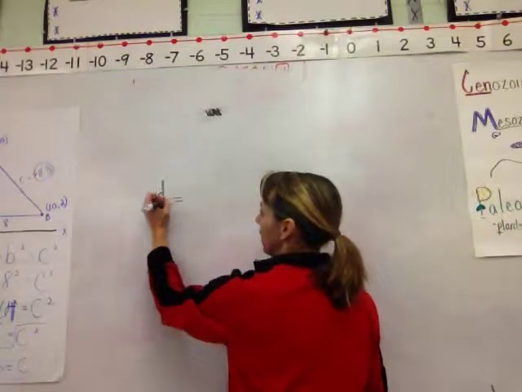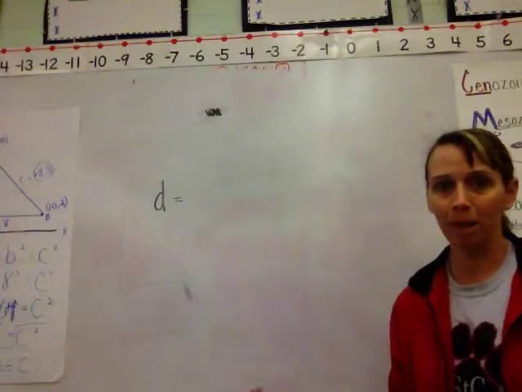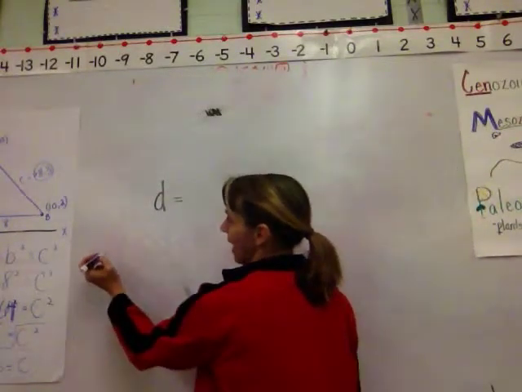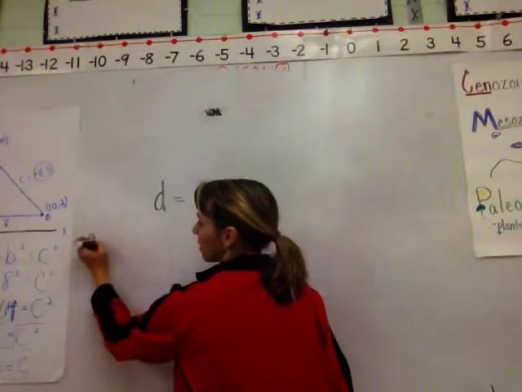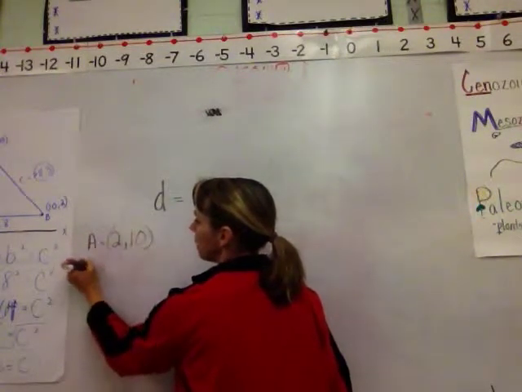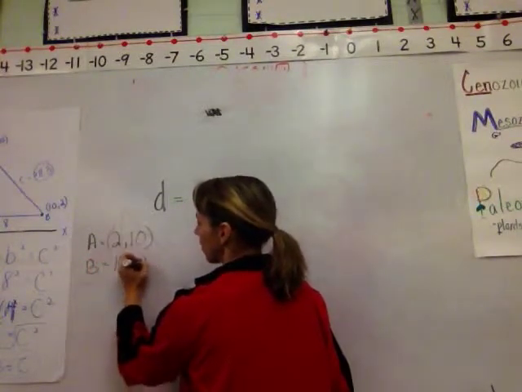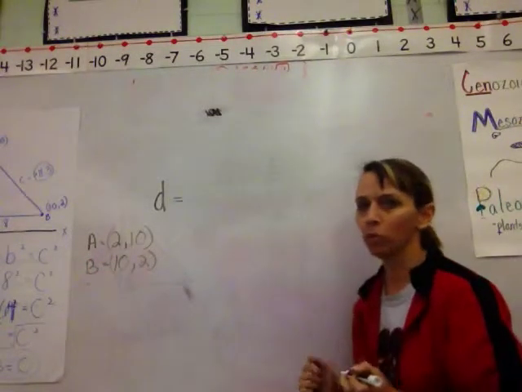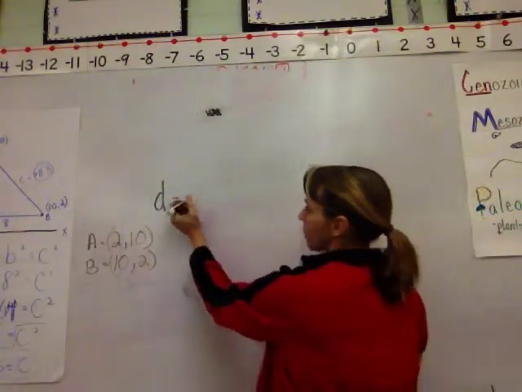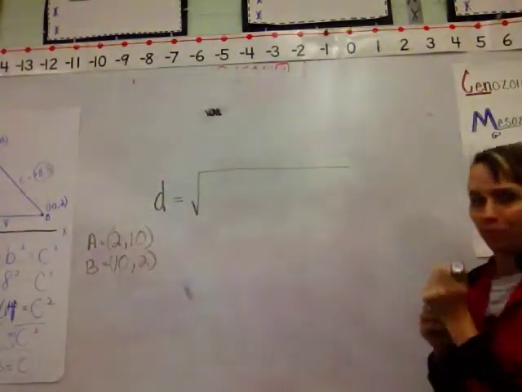Distance between 2 points. Let's pretend you were not given a graph paper. You didn't have any graph paper at all. But they said you have 2 points. A is 2, 10, and B is 10, 2. What's the distance between those points? And this is how you would figure it out. You're going to make a long square root, just like that.